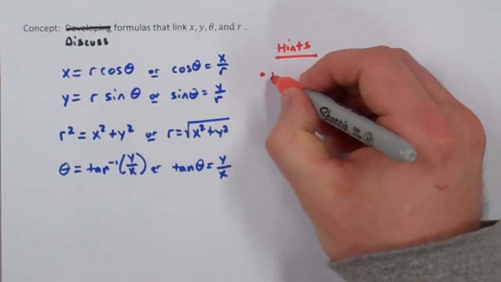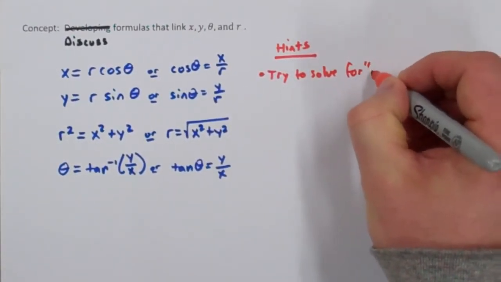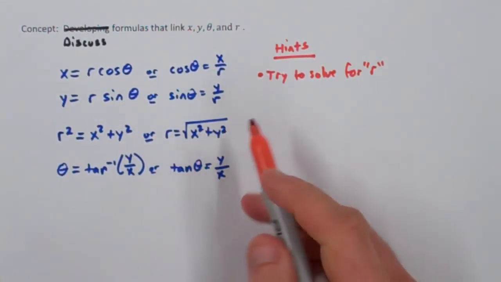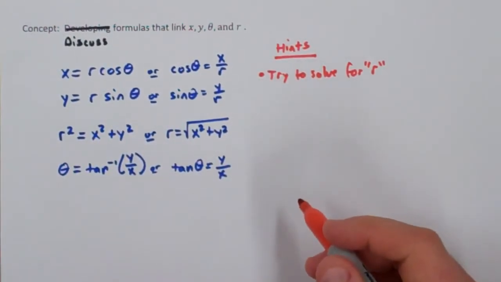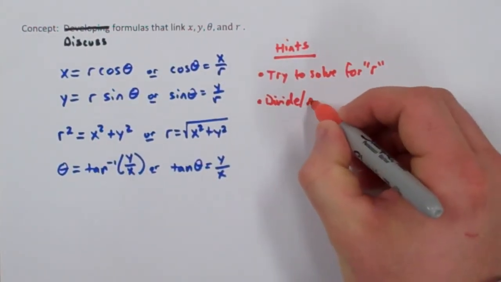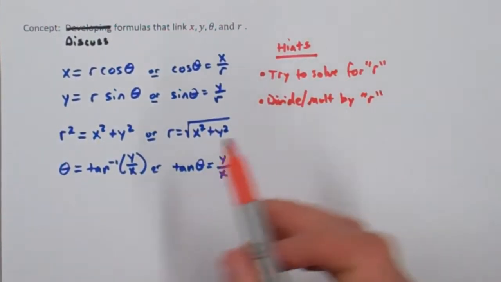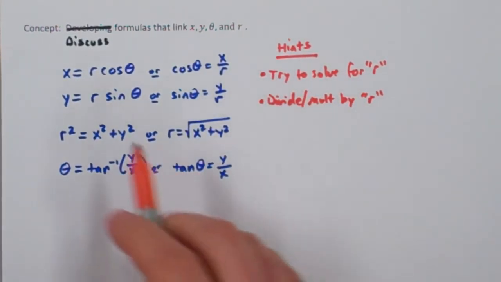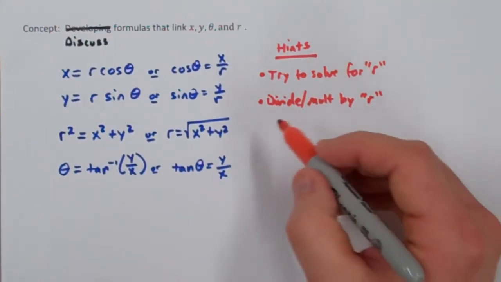So one of the hints is to try to solve for r. That can work sometimes. If you can solve for r, you can start replacing it with things, and you also might be able to get something like r cosine theta, r sine theta, something like that. You could try to divide or multiply by r. If you can do that, sometimes you'll wind up with r squared, x squared plus y squared. You'll end up canceling the r out, or you'll wind up with something like r sine theta. So that can work sometimes.